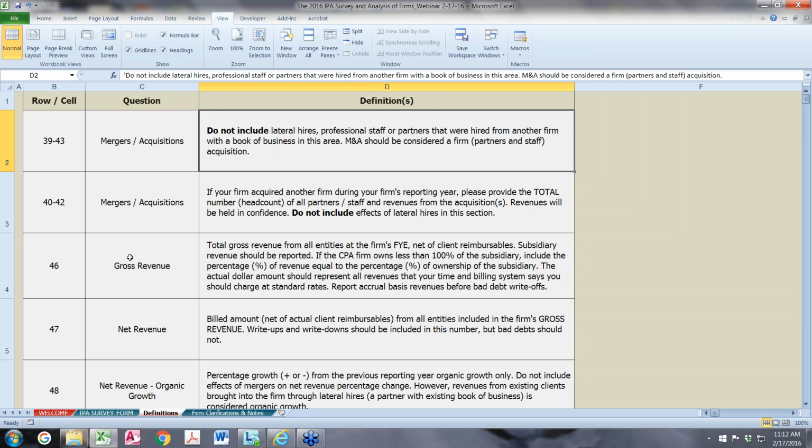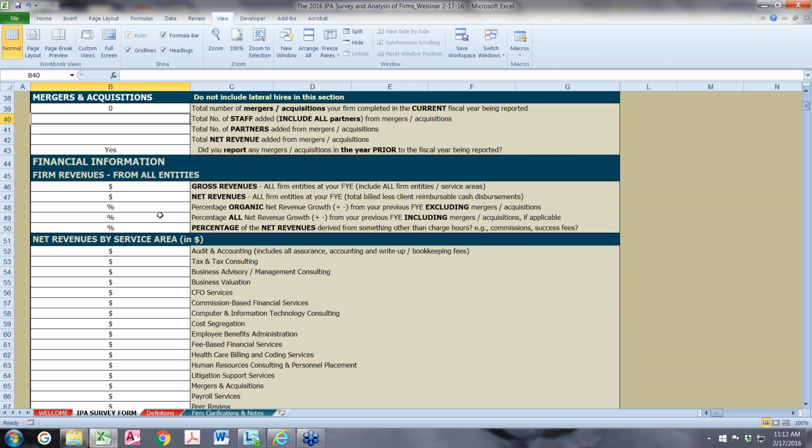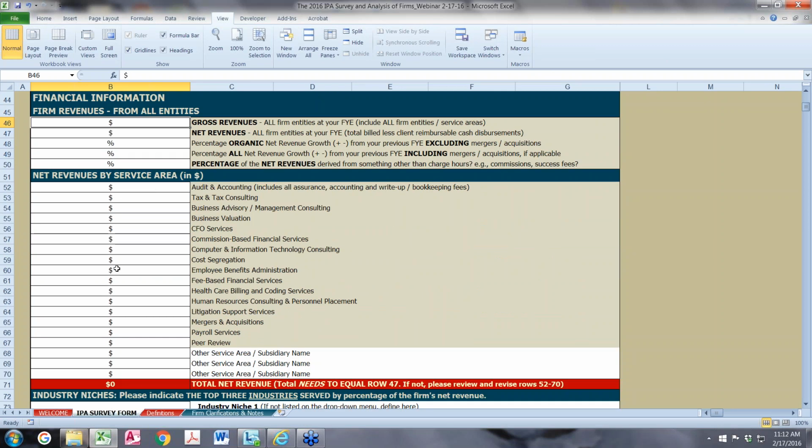All right, let's go back to the IPA survey form. And let's take a look at row 43 again. If you had a merger in the previous year to the fiscal year you are reporting, please indicate so here. Moving on to the section entitled Financial Information. Let me point out some distinctions that will be important to remember.